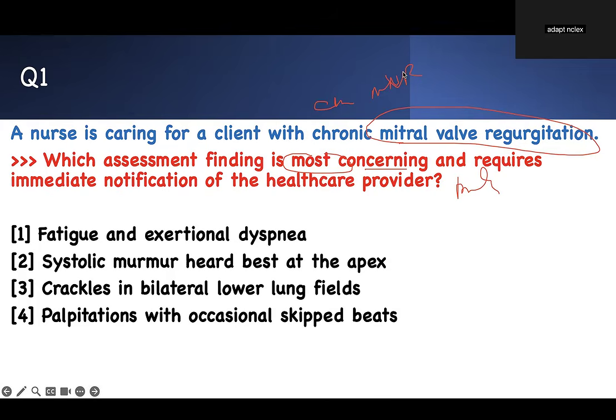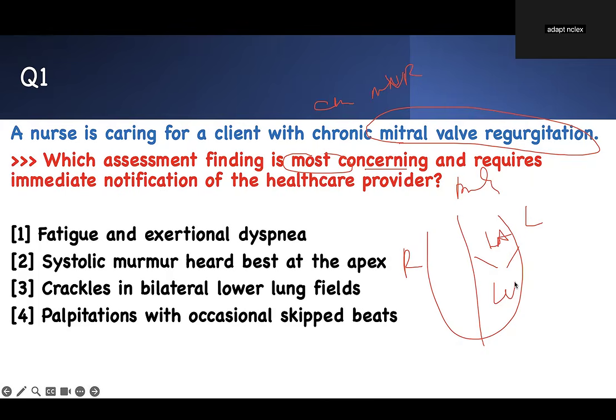The first thing you have to know is something about the valve. If I draw the heart like that, this is your right side, this is your left side. The mitral valve separates the left atrium from the left ventricle. That's the first thing: know the location of the valve. Then the second thing you're supposed to know is what happens when the valve is leaking or has stenosis. Valvular regurgitation means it's leaking. Stenosis means it's stiff, and blood cannot pass through it.